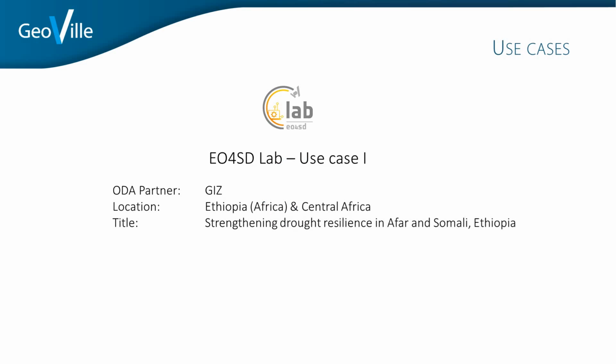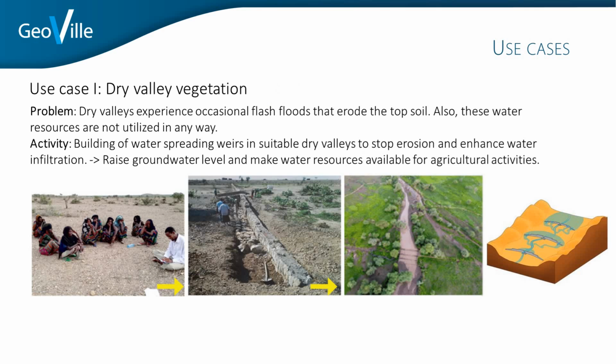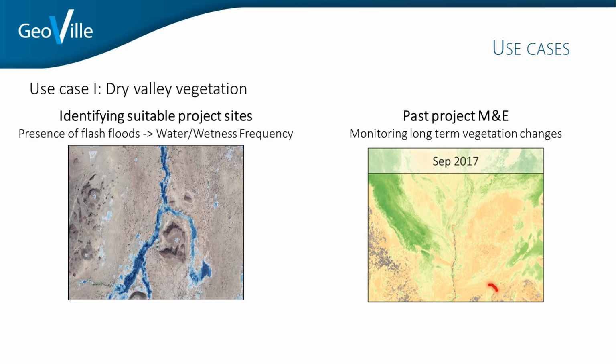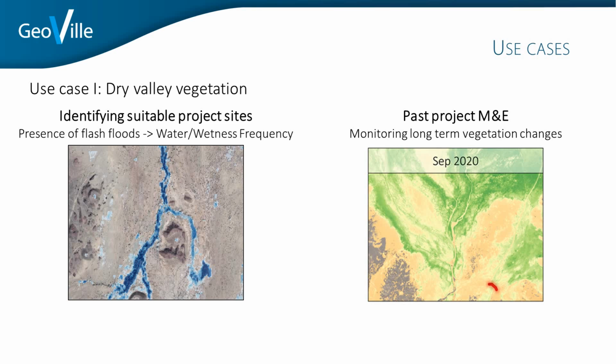Now, the use cases I want to present are twofold. One from GIZ, the German ODA agency, where they are working with local communities to build water spreading weirs in dry valleys to prevent soil erosion and also spread out the water to make the environment surrounding this water spreading weir useful for agricultural purposes. Now, we identify suitable project sites together with them. We use the water and wetness frequency product for that. We also use our NDVI product or service for longer-term monitoring of vegetational changes.